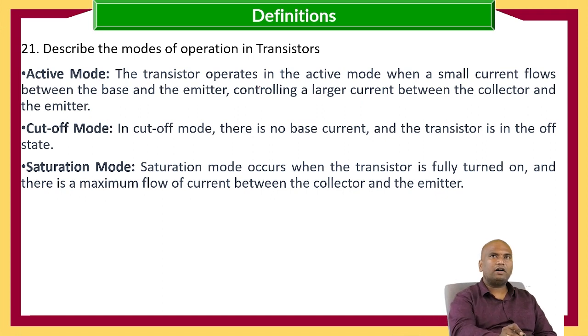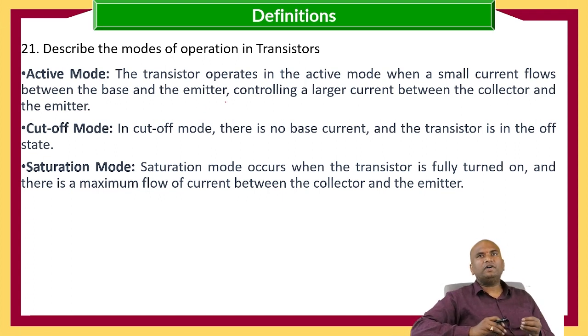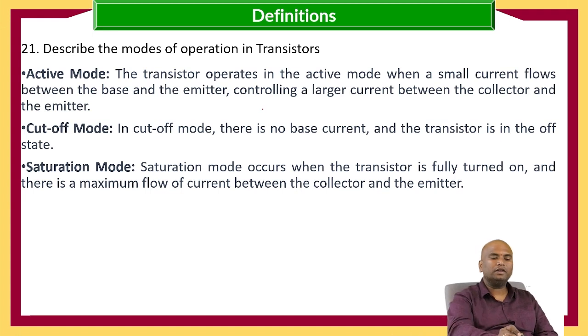Describe the modes of operation in transistors. The transistor operates in the active mode when a small current flows between the base and emitter. When a small current flows through the base, then the transistor will be in active mode. A transistor is a current control device, so the base current is used to control a larger current between the collector and the emitter.